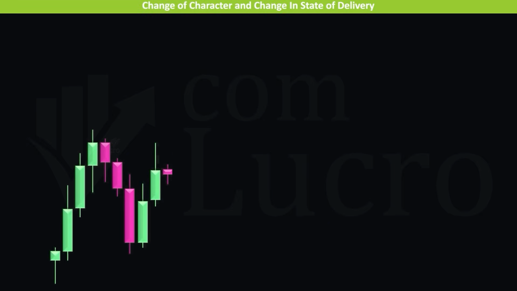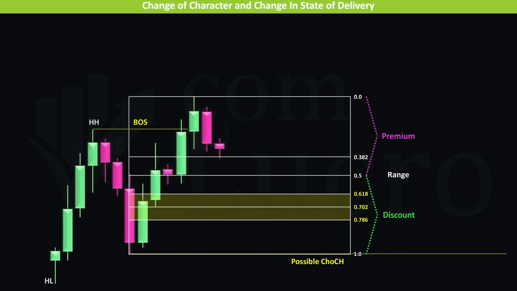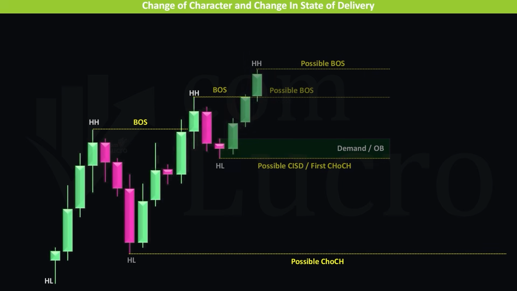Now let's get started. So what exactly is the change in the state of delivery? The change in the state of delivery, CISD, is a reversal pattern in which the price's momentum and delivery shift direction suddenly. In this example, you can observe a clear bullish trend. These 3 candles represent the most recent bullish delivery, showing strong and efficient momentum, which has pushed price above a recent structural level. This can also be referred to as the most recent buy-side delivery.